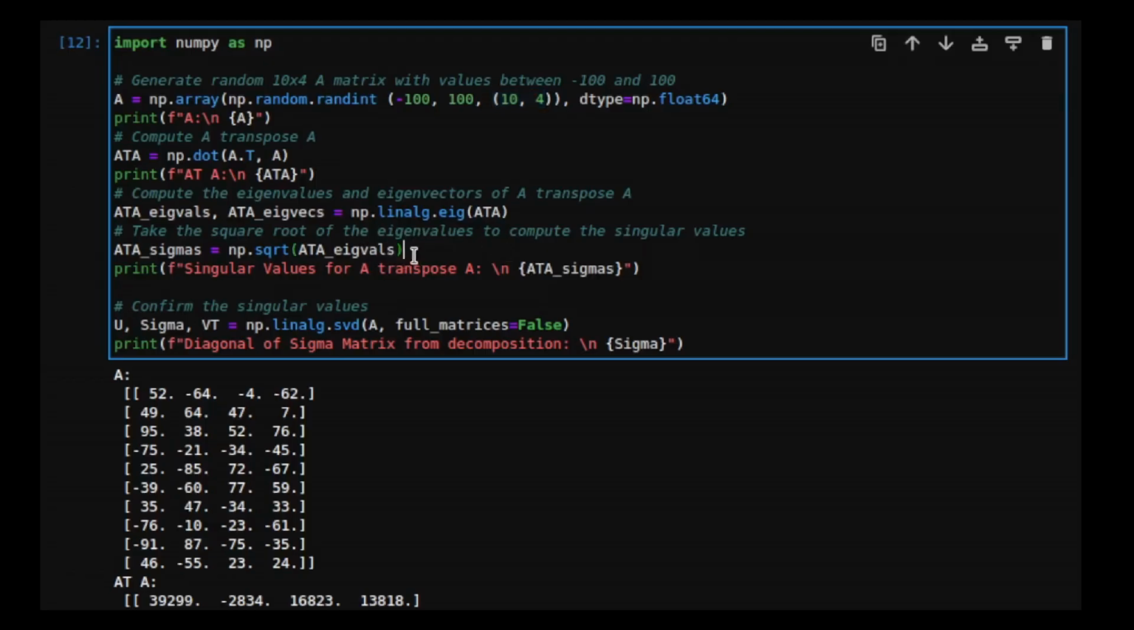Then we're just going to take the square root of all of the eigenvalues, and yes, I realize I forgot to put in a sort function, because this isn't necessarily going to give us the singular values in order from greatest to least, so you're going to have to sort them. That's my fault. And then we're also going to confirm that these singular values are what we expect them to be by using the NumPy linalg SVD function and passing in that same A matrix.